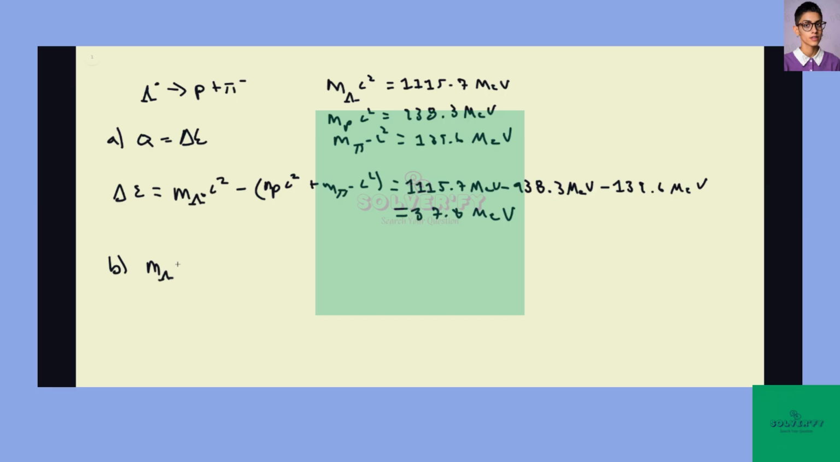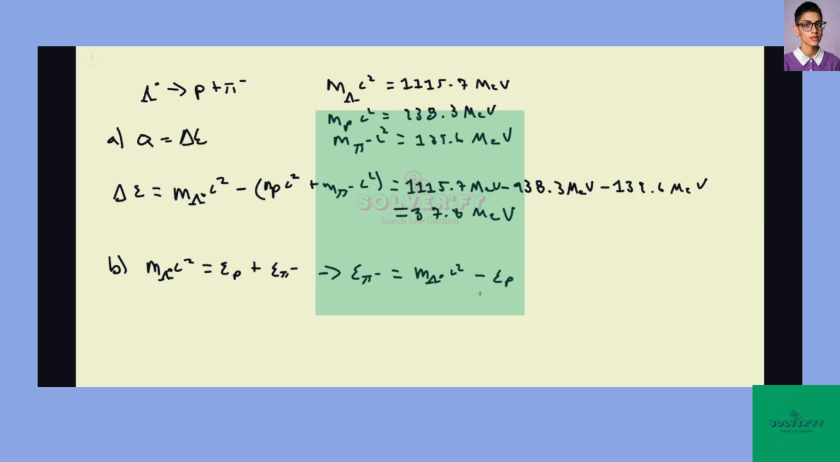So m lambda, the rest mass energy of the lambda baryon, is going to be equal to the total energy of the proton plus the total energy of the pi meson. Now we can rearrange this a bit to state that the total energy of the pi meson is then going to be equal to the rest mass energy of the lambda baryon minus the total energy of the proton.